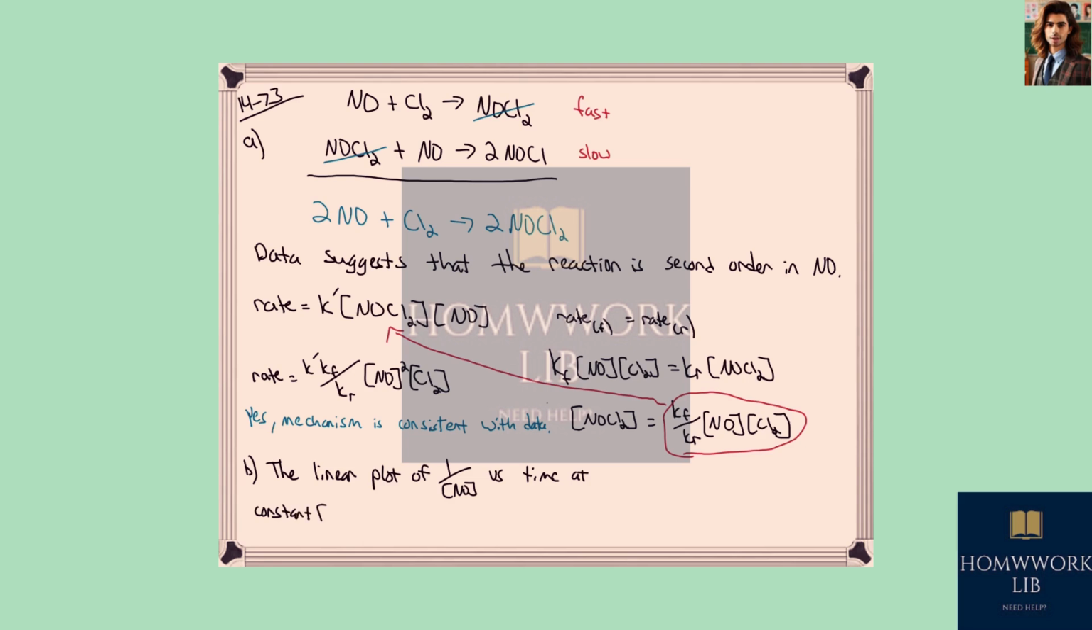The last question asks, knowing that it is second order with respect to NO, can you guarantee that it is second order overall? And this is not true because to determine the order overall, we would need to know the order with respect to Cl2 also. We would then sum it to get the overall order. So the only way that the overall order would be 2 would be if the order with respect to Cl2 is 0.